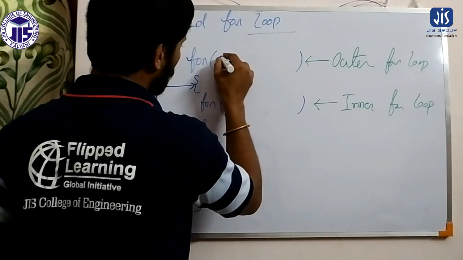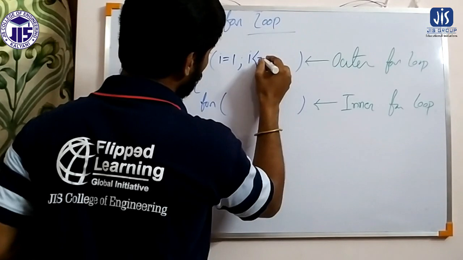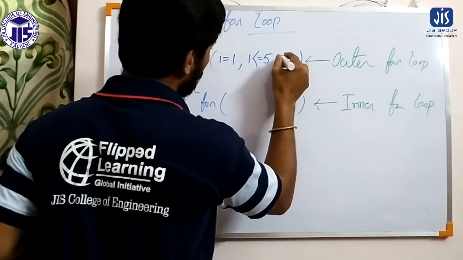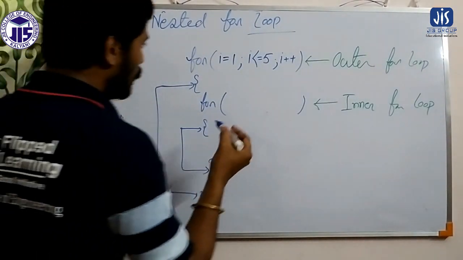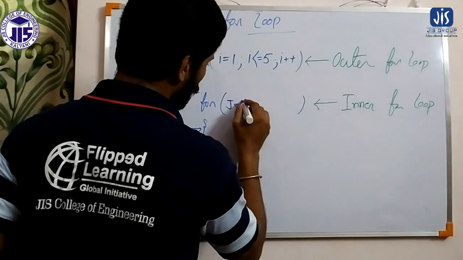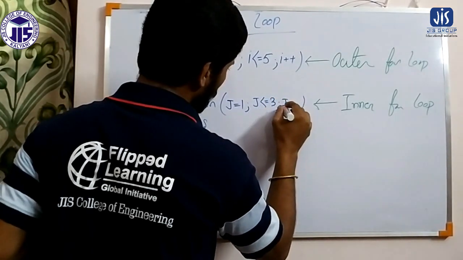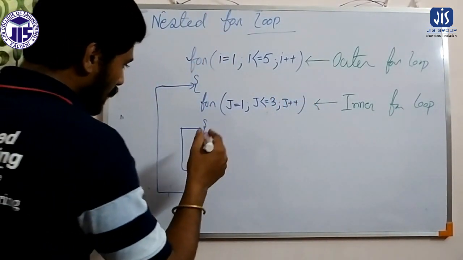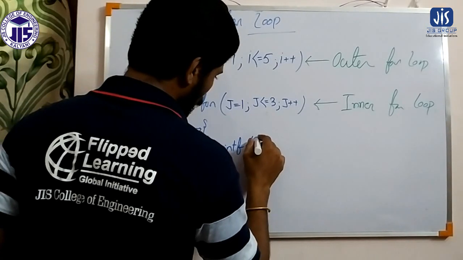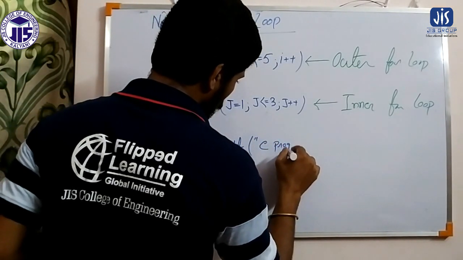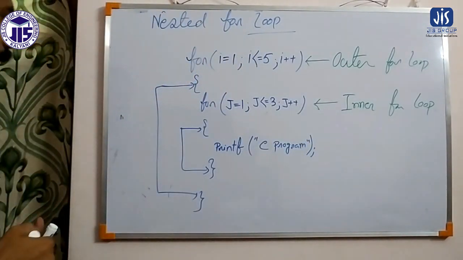So here, for example, I have considered a variable i equals 1, i less than or equal to 5, i plus plus. And here we have taken another variable in the inner for loop, that is j equals 1, j less than or equal to 3 and j plus plus. And here printf "C program". Okay. So that is the program.